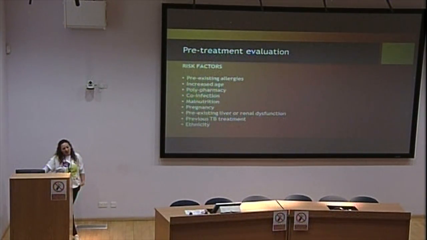Co-infection with hepatitis B and C. We've recently looked at all of our cases over the last year, and we've got a 2% co-infection rate of hepatitis B and C. They're also very common imported diseases like tuberculosis, and increase your risk of hepatotoxicity dramatically. Same goes for HIV. Malnutrition increases your risk of drug reactions. Pregnancy, pre-existing liver or renal dysfunction, and ethnicity. I'm going to talk a little bit about that later.